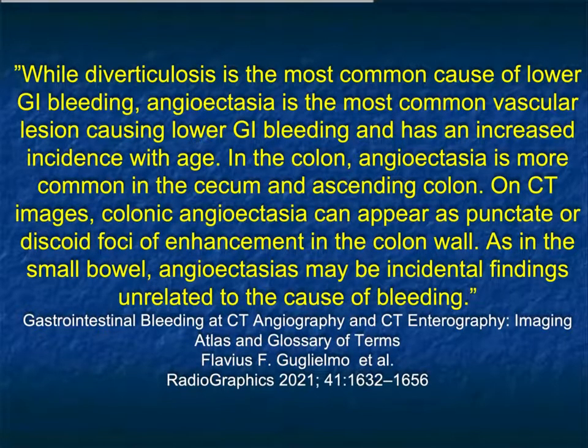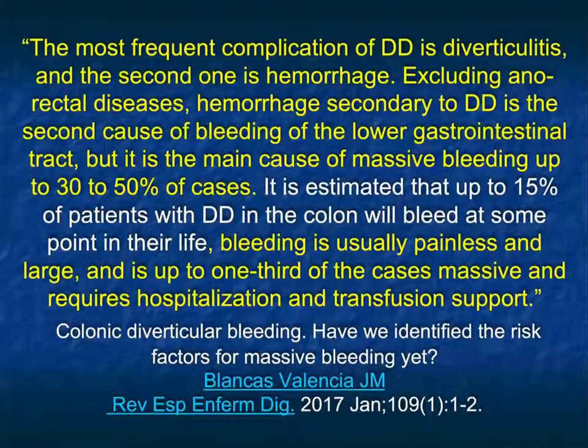When you're looking at GI bleeding in the colon, diverticular disease is the most common cause of lower GI bleeding. Angioectasia is the most common vascular lesion causing lower GI bleeding and has an increased incidence with age. In the colon, angioectasia is more common in the cecum, like the last case I showed you, and the ascending colon. On CT images, angioectasia can appear as punctate or discoid foci of enhancement in the colon wall. As in the small bowel, angioectasias or angiodysplasias, as I like to call them, may be incidental findings unrelated to bleeding as well. So you will see them not uncommonly.